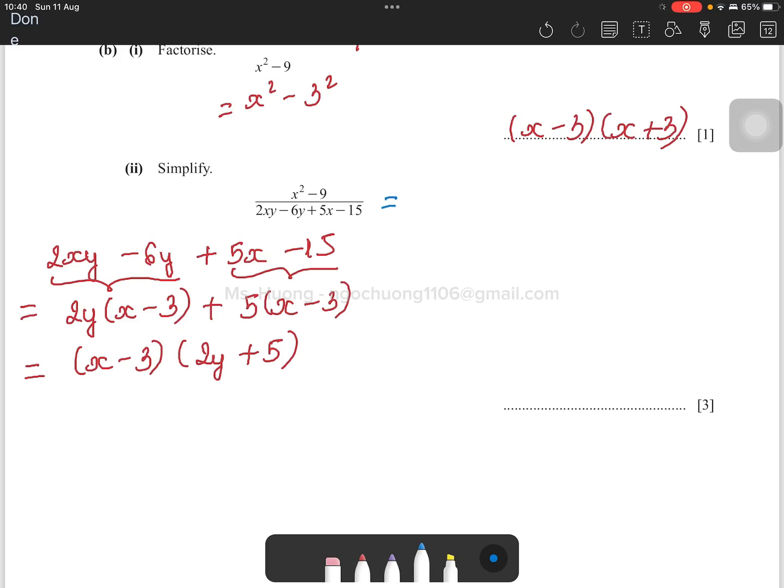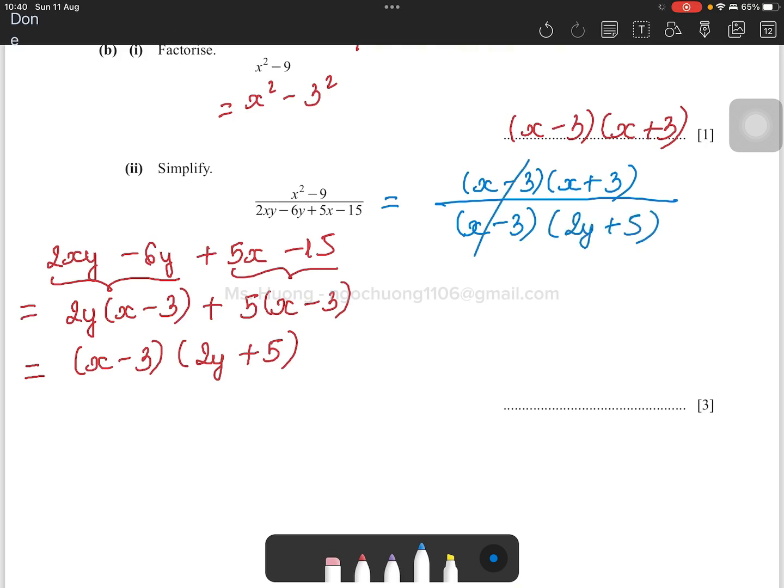Now let's talk about the expression again. x squared minus 9 is x minus 3 times x plus 3. And the denominator is x minus 3 times 2y plus 5. So we can cancel x minus 3. Then the answer is x plus 3 over 2y plus 5.